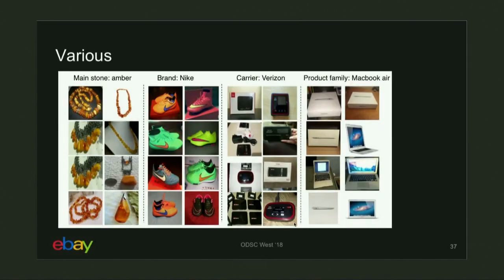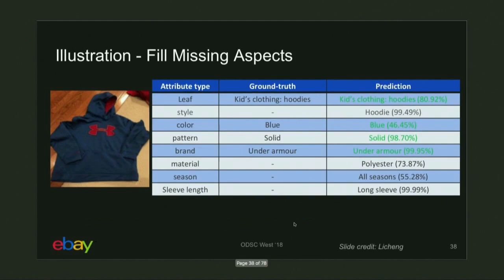These are different aspects. So if you're looking at jewelry, what is the main stone? Because oftentimes color has information about the stone, right? And what kind of brand, even carrier, because they have the logo on the mobile device. And product family and so on.